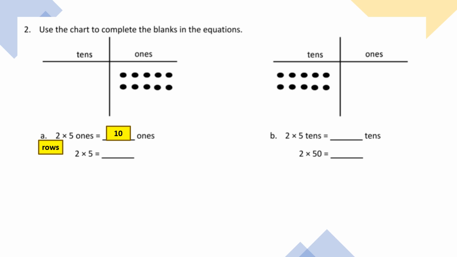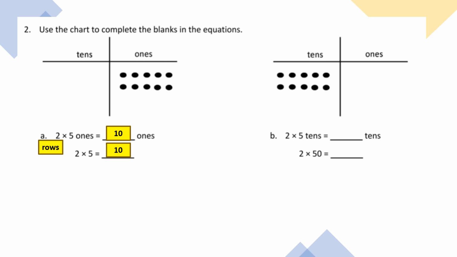And then we solve the equation. Well, 2 rows of 5 ones is the same thing as saying 2 times 5. And 2 times 5 is 10. We've completed 2, letter A. Now let's move on to number 2, letter B.